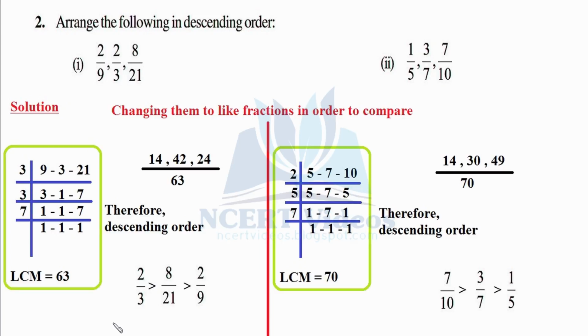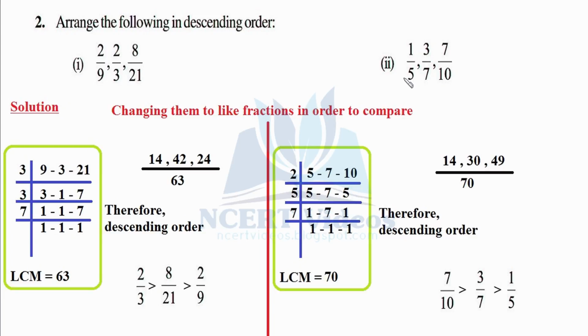So 9 7s are 63 and 7 2s are 14. Therefore 14 came here. Now this is 21. 3 21s are 63 and 21 2s are 42. Now 21 3s are 63 and 8 3s are 24. So you can very well identify which one is greater. So the middle part was greater, therefore we wrote 2 by 3 first, because descending means first you have to write the greater part, and then what we have is the second greatest number, that is 8 by 21, because this is greater, 24, and at last the least number, that is 14, therefore we wrote 2 by 9.